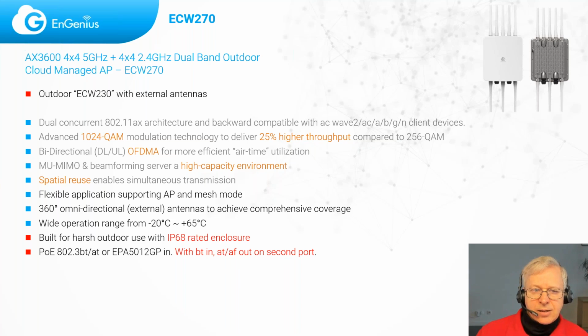So it has 802.3 BT or AT in, or you can do passive PoE in. And if you have a BT in, it will do AT or AF out on the second port. I'm not sure which one will be the first port or second port, but anyway, one port BT in, the other port you can use to power something like a camera, for instance, or maybe even another AP if you want to.